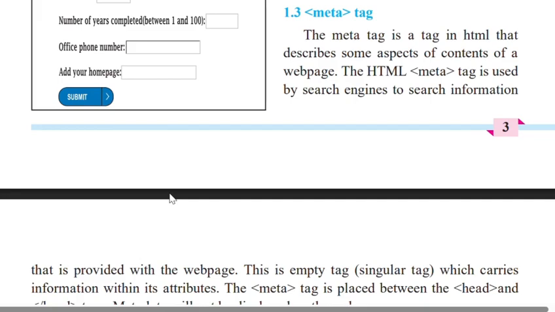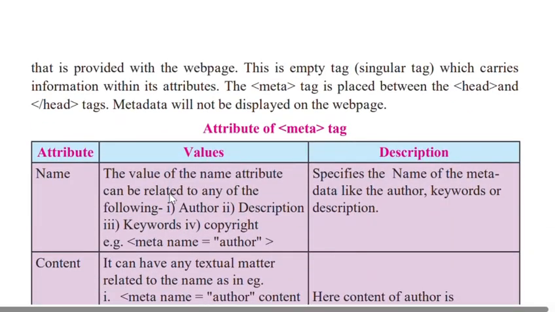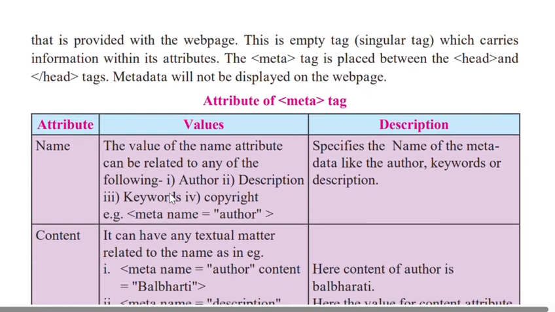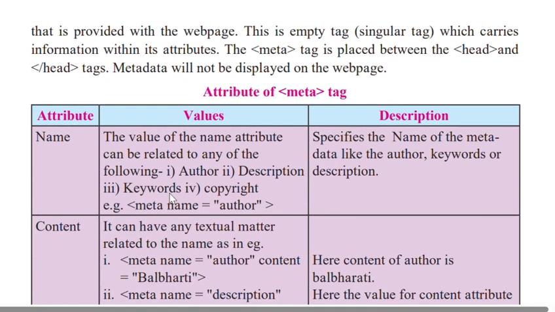Meta is a piece of information written in the head section of a web page. The meta tag is written within the head section and it acts like a search engine aid for the website or web page. It does not display any text. It is also called an empty tag or singular tag. It carries information within its attributes only, and it doesn't display anything. The meta tag is placed only between the head tags, and metadata will not be displayed on the web page.